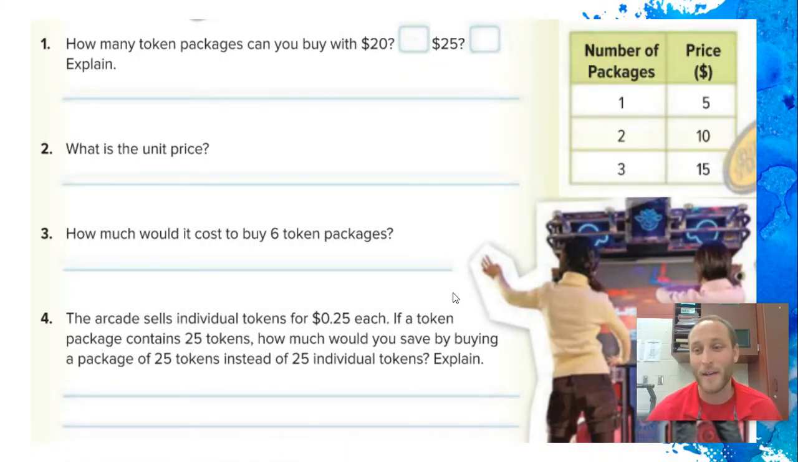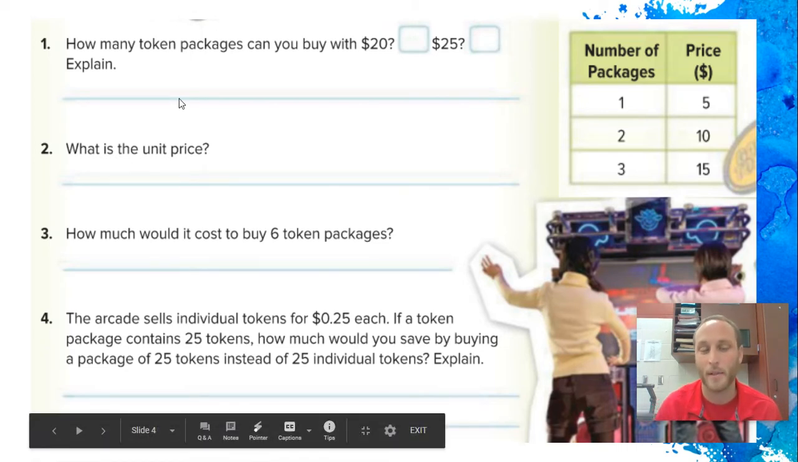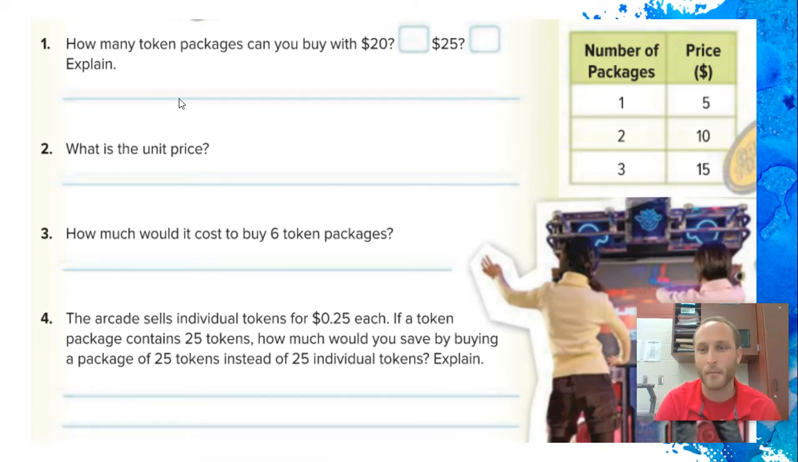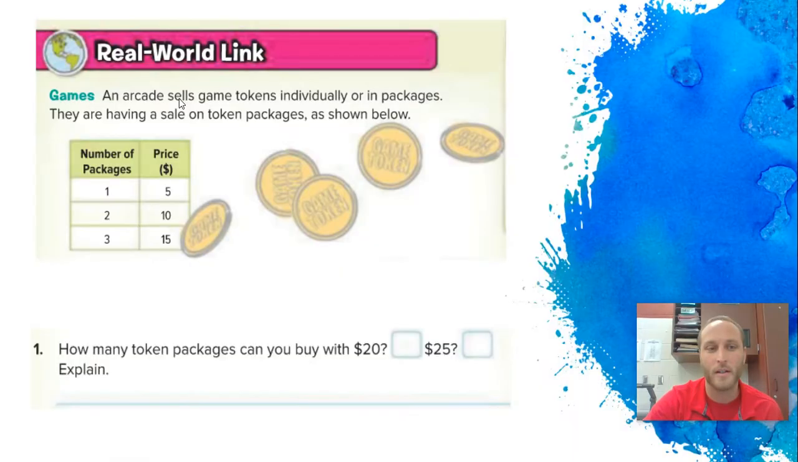So if I were to give you a set of questions, not just one question, a set of questions like this, could you use this table over here to answer all of these questions? And I believe that you can. So let's break these down question by question. So question number one says, how many token packages can you buy with $20 and how many token packages can you buy with $25? And it says explain.